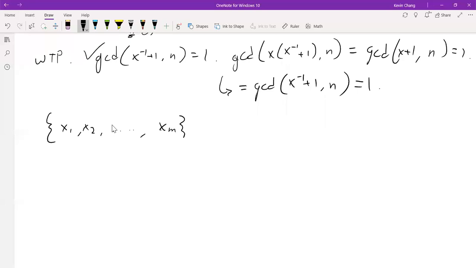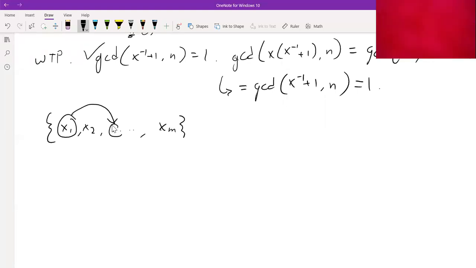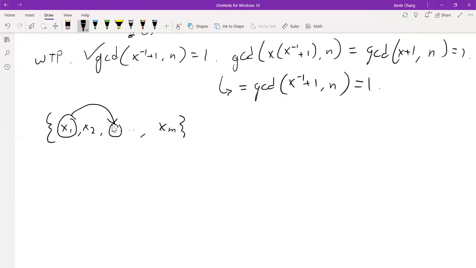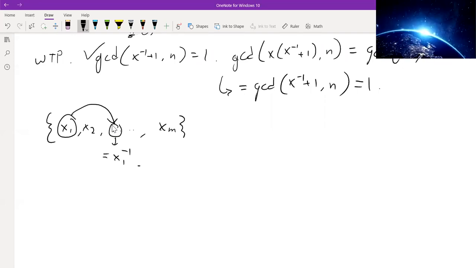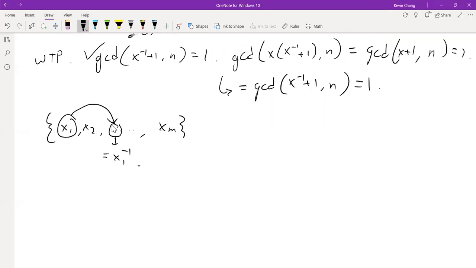In this case, if we were to take a look at the number x1, because of what we just proved, there should be some other number inside the set that is the inverse of x1, x1 to the minus 1. So some number here is going to be equal to x1 to the minus 1. And so if we were to multiply all these numbers together, if we pair these correctly, we should get that the product is congruent to 1 mod n.